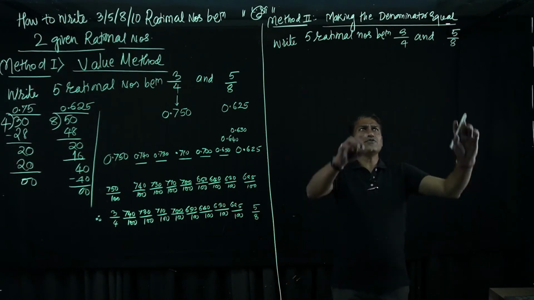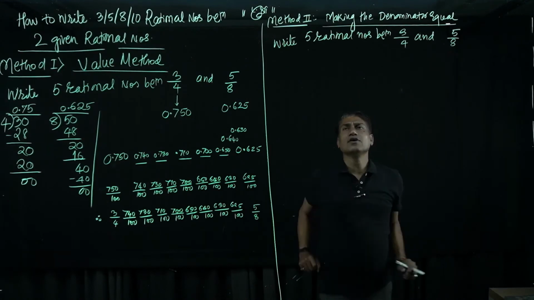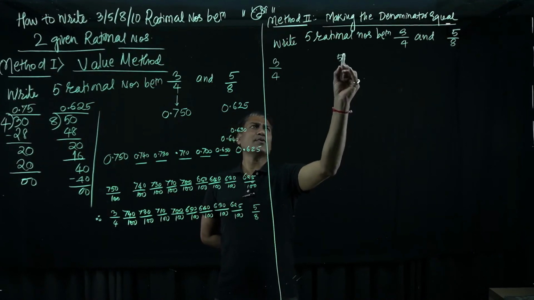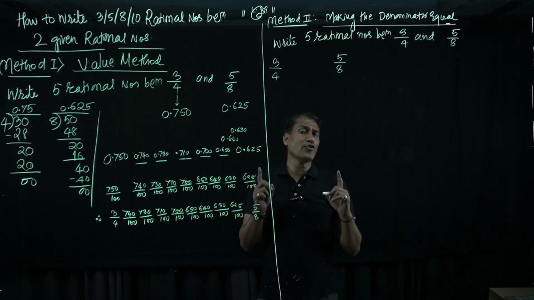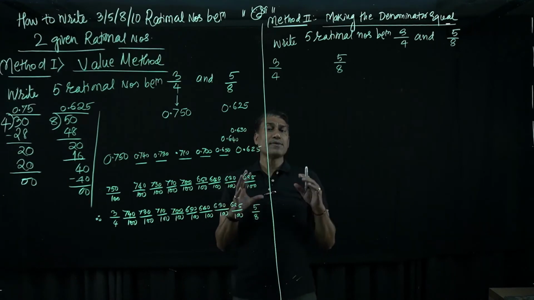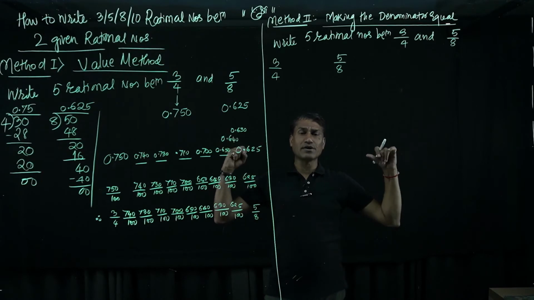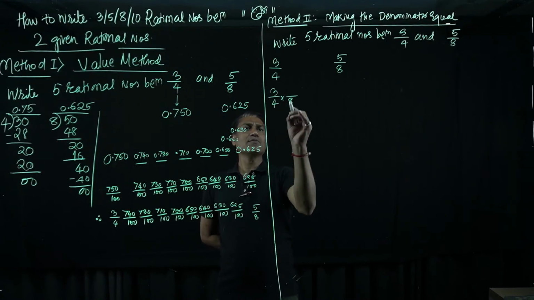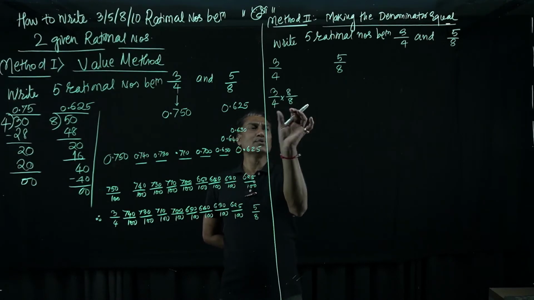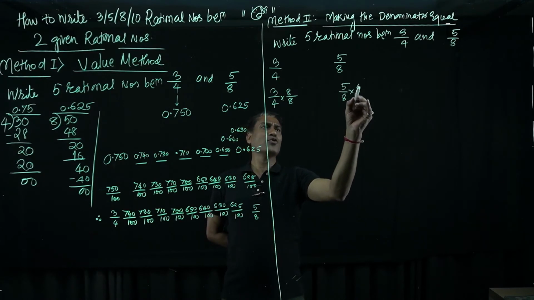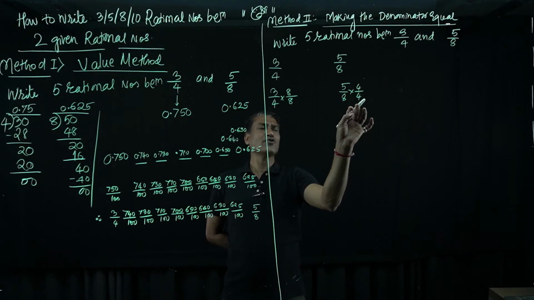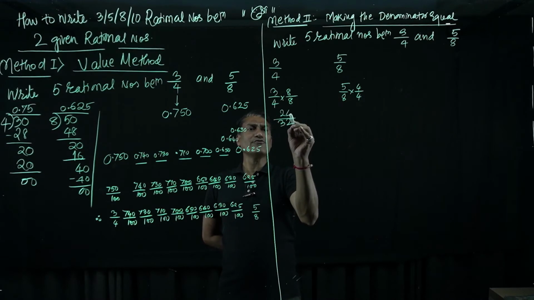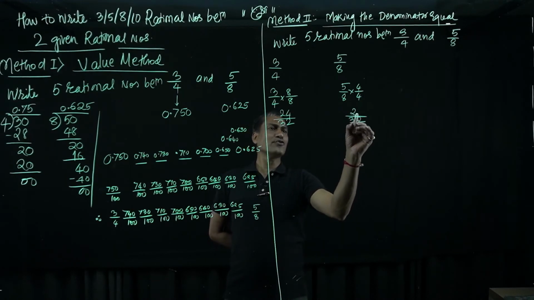So we have to make these denominators equal. Now I will take 3 upon 4 and 5 upon 8. The LCM of 4 and 8 is 8, but I will try to make it bigger. So I will cross multiply so that the denominator becomes 32, and this I will multiply by 4 so the denominator becomes 32. 8 4s are 32, 4 8s are 32. So this is 32, 8 3s are 24, this is 32, 5 4s are 20.